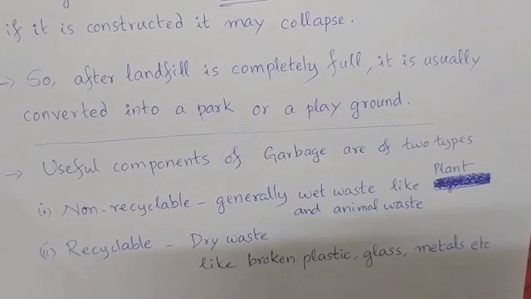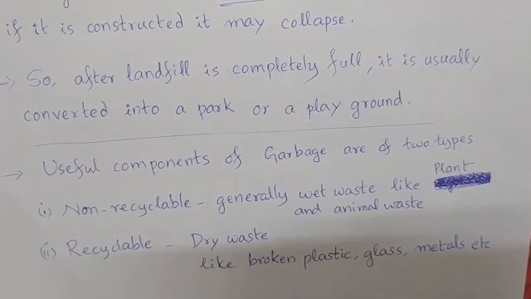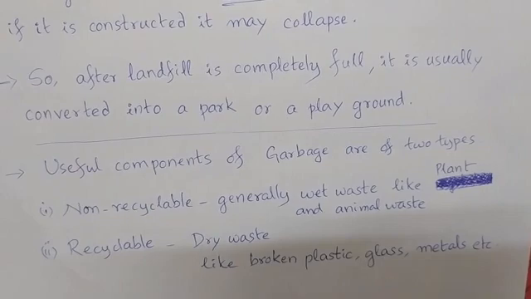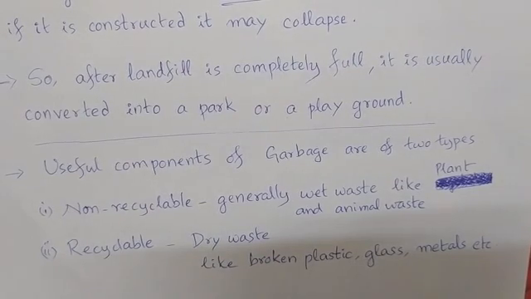Plant straws, broken stems, vegetable peels, fruit peels. These cannot be utilized again, or cannot be recycled, because they are plant and animal waste. And the second one, recyclable. That means by melting them, by making them a raw material, again we can produce some other substances. Like broken plastic, it will be melted, and second level plastic materials can be prepared. Metals also can be melted, and second level quality materials can be prepared. Glass also. So, are all these things wet waste? No, these are dry waste. Generally they belong to dry waste, like broken plastic, glass, metals, etc.